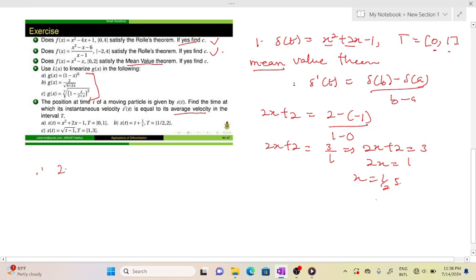Now let's see the second one, which says s of t is equal to t plus 1 over t, where the time interval is given as half comma 2, right? So for this one, we follow the same approach. We find our s of 2. S of 2 gives me 2 plus 1 over 2, that is 2.5. Then s of half. So s of half will give me half plus 1 over half, which is 2, right? So it's half plus 2, and that is also giving me 2.5.